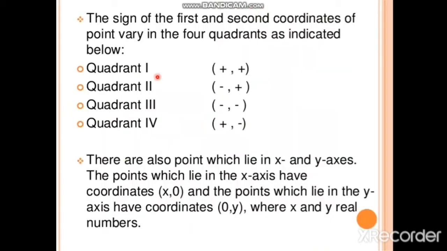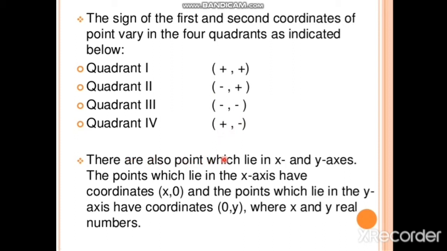There are four quadrants. Quadrant 1, both the coordinates are positive. Quadrant 2, x is negative while y is positive. Quadrant 3, x is negative and y is also negative. In quadrant 4, x coordinate is positive and y is negative.